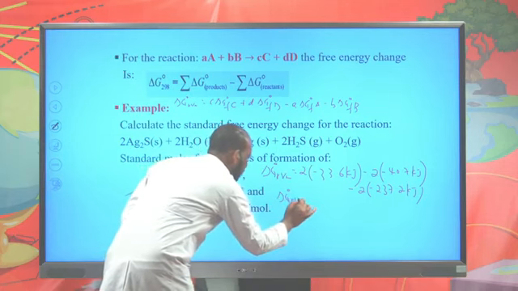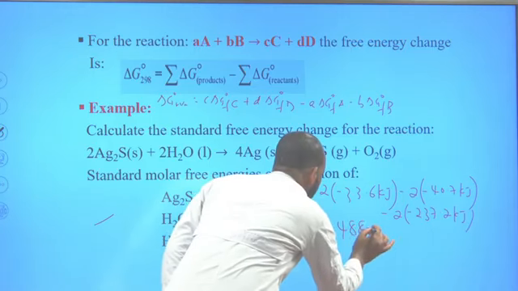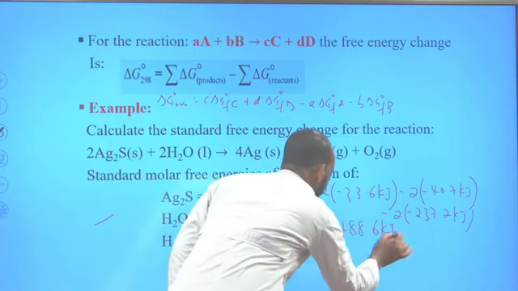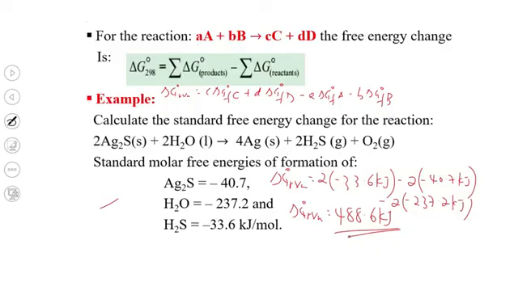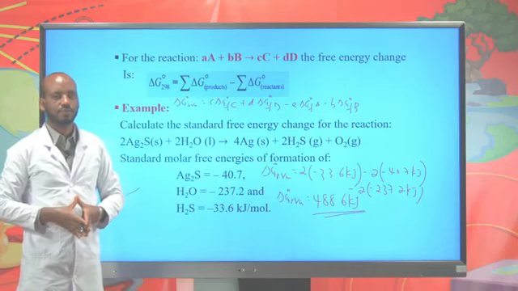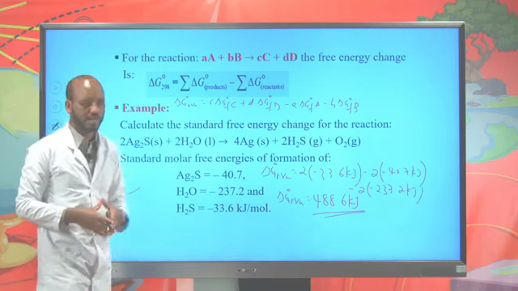The standard Gibbs free energy change for this reaction is plus 488.6 kilojoule. You see? Delta G naught is greater than 0. This shows that this reaction is non-spontaneous. The reverse process is spontaneous.